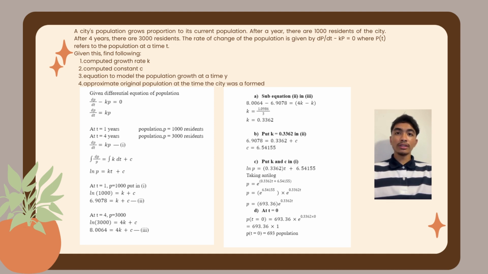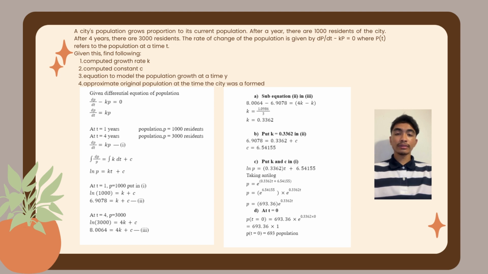So given the information, dP/dt minus kP equal to 0, and then we consider dP/dt equal to kP. At time equal to 1 year, the population is 1,000 residents, and for 4 years, the population is 3,000 residents. dP/dt equal to kP is equation 1. We integrate both sides, and we get ln P equal to kt plus c.